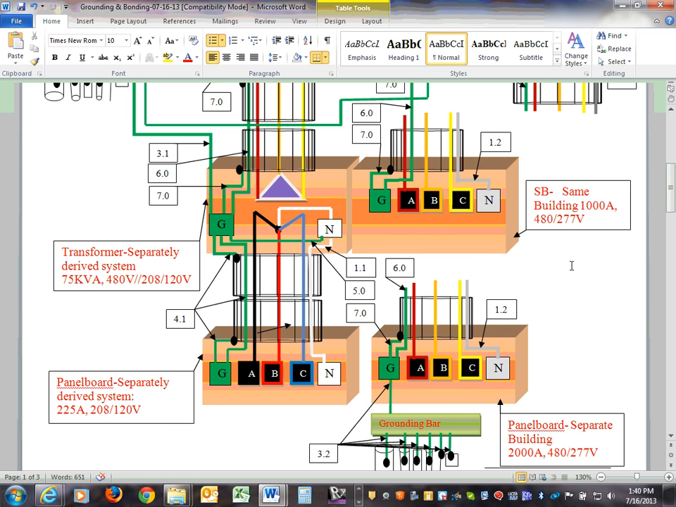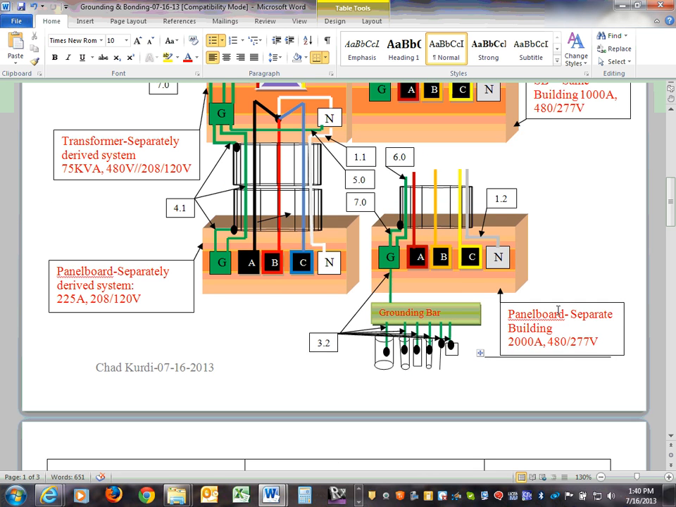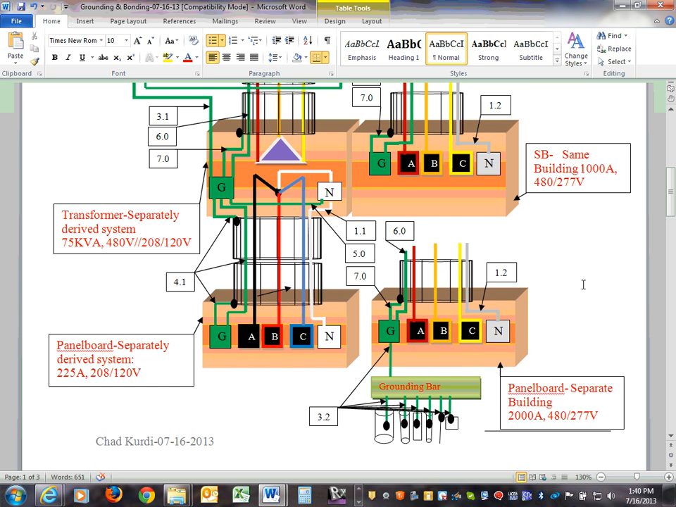Any comments about grounding and bonding at the service, at the separate building, inside the panel, inside the building, or outside the building? Inside the building or outside? Yes, sir.